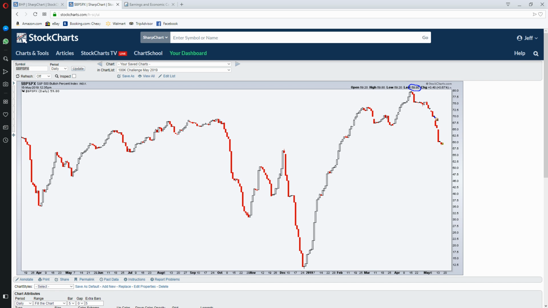So what's it tell us? It tells us that 59.8% of the stocks in the S&P 500 have bullish point and figure charts. They're in a bullish mode. What can we derive from that? Well, we could say, hey, the other 40%, they have bearish patterns.